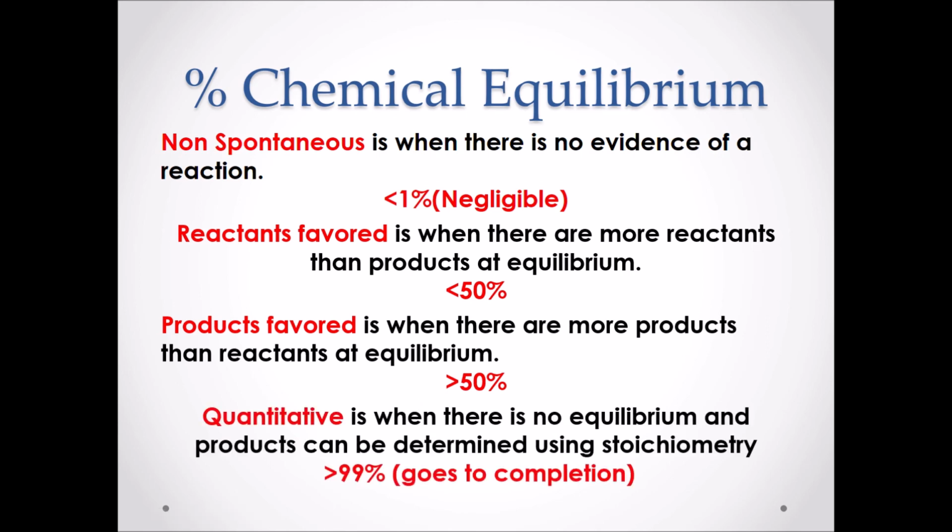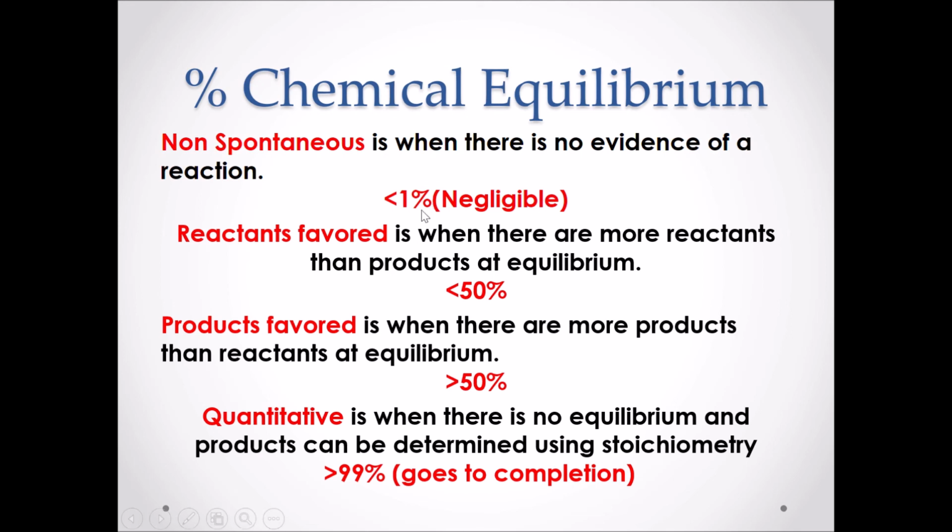And finally, we have a quantitative reaction. This was learned in Chemistry 20, and this is when there is no equilibrium and the products can be determined using stoichiometry. This means that our reaction essentially proceeds to completion, and we can say that our products will be greater than 99%. All of our reactants have formed into products.